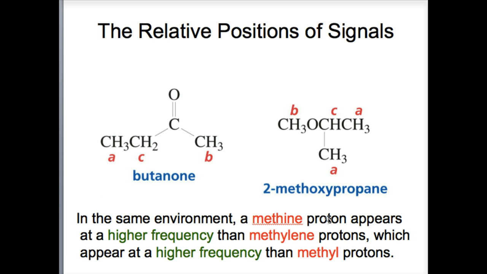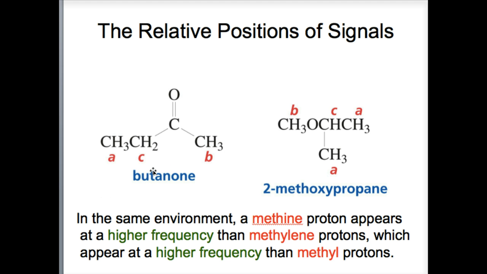Okay, relative positions of signals. The proton NMR spectrum for butanone gives 3 signals, marked A, B, and C, from the groups of protons that cause them. The signal for A protons is at the lowest frequency. The A protons are farthest from the electron-withdrawing carbonyl group than any of the other groups of protons.